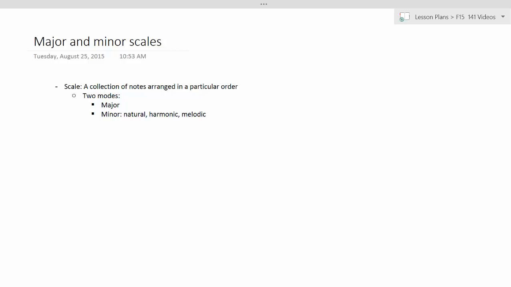So this video is going to be about scales, and by the end of the video you should be able to write major and minor scales. So first, what is a scale? A scale is a collection of notes arranged in a particular order.